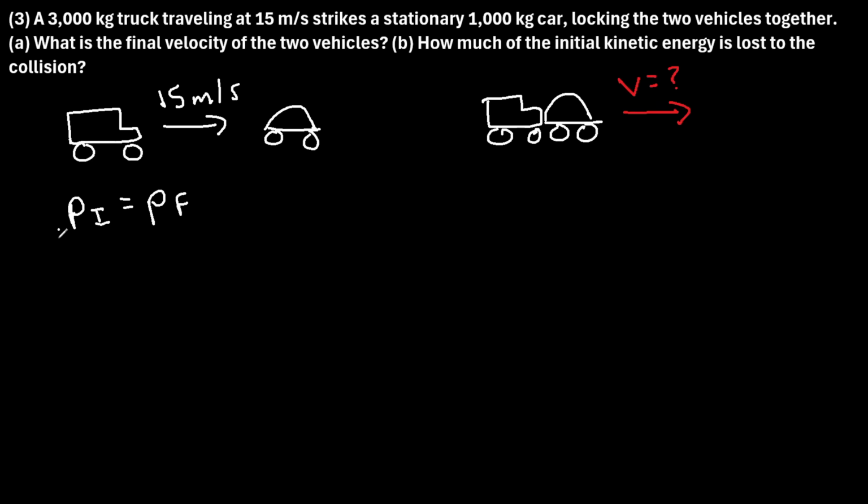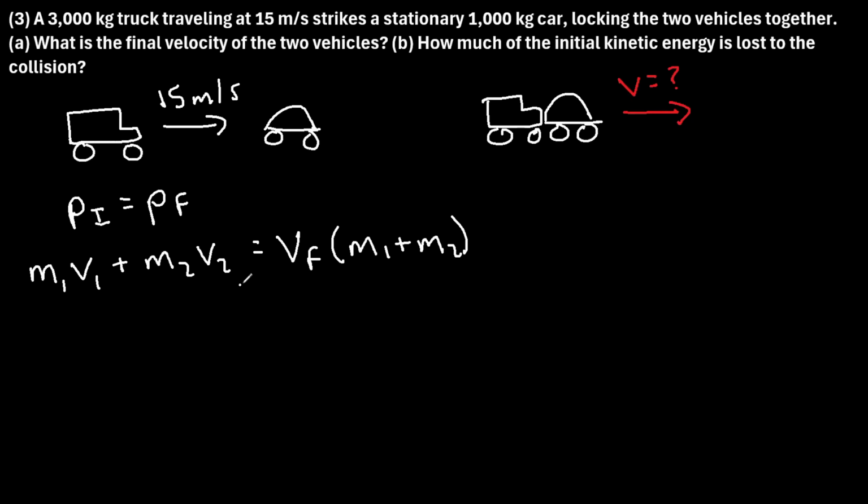So the initial momentum, that's going to be the mass of the first object times the velocity of the first object, plus the mass of the second object times the initial velocity of that second object. And that must be equal to the same equation we've used in the previous examples, the final velocity times the mass of the first object plus the mass of the second object. So let's go ahead and fill in the values we know, and we'll solve for this final velocity.